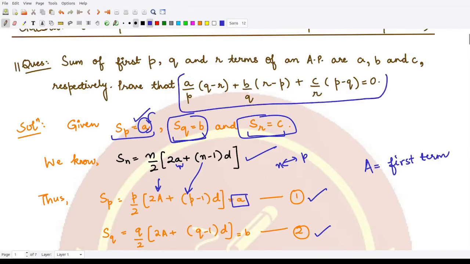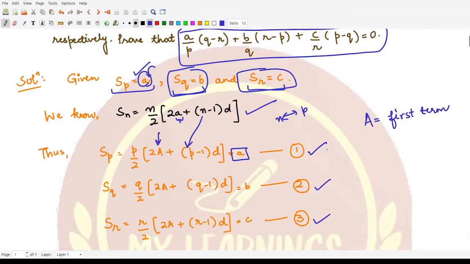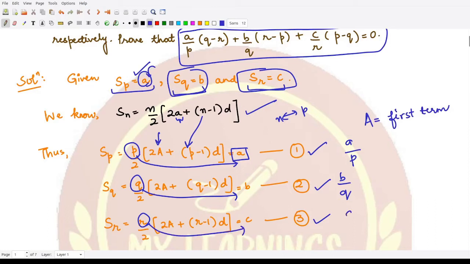So here can you see the terms a upon P, b upon Q, c upon R in our equations 1, 2 and 3? If you move this P to this side, you would have a upon P. If you move this Q to the other side, you would have b upon Q, and if you move this R to the other side, you would have c upon R. So that means we have these three terms.